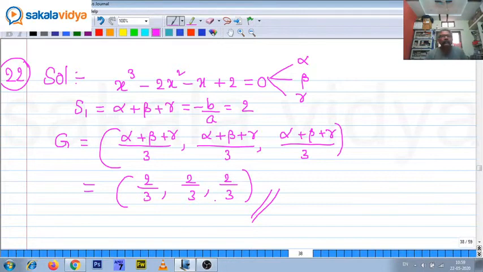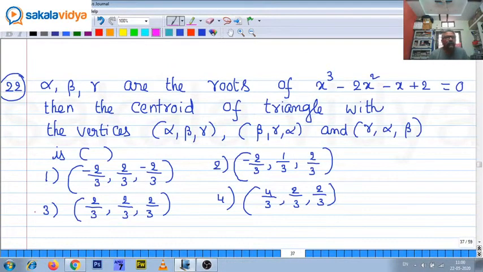So now, third option, because alpha, beta, gamma, alpha, beta, gamma are cyclic. Definitely they form an equilateral triangle. That is also one of the shortcuts here, one of the observations you need to make. The triangle formed by alpha, beta, gamma; beta, gamma, alpha; and gamma, alpha, beta is an equilateral triangle. Absolutely.